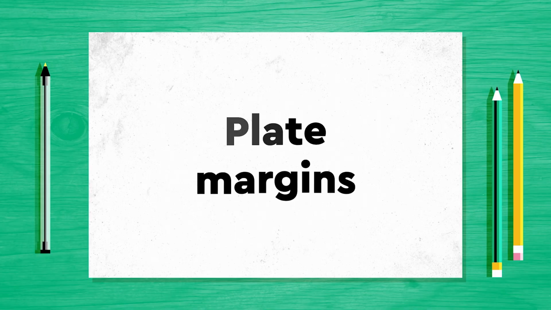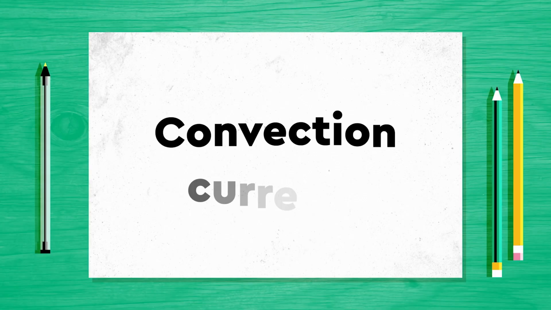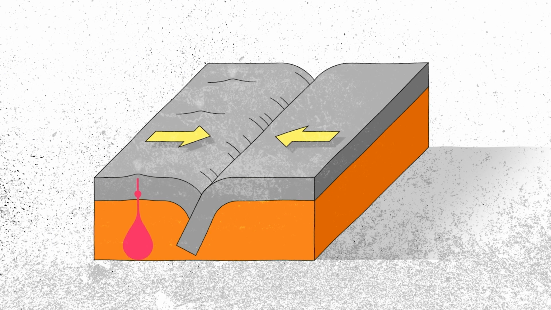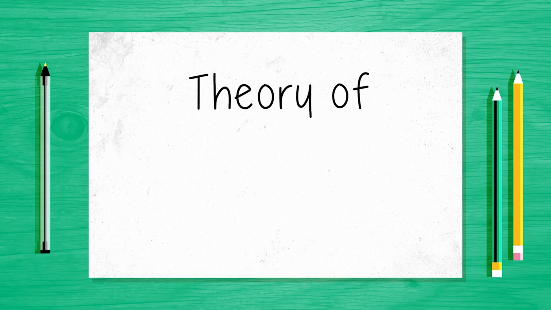The places where plates meet are known as plate margins or plate boundaries. So, inside the mantle, heat is rising and falling, creating something known as convection currents, which are generated by radioactive decay in the core. These currents cause the plates to move. Where these convection currents diverge near the Earth's crust, plates move apart, and where convection currents converge, plates move towards each other.